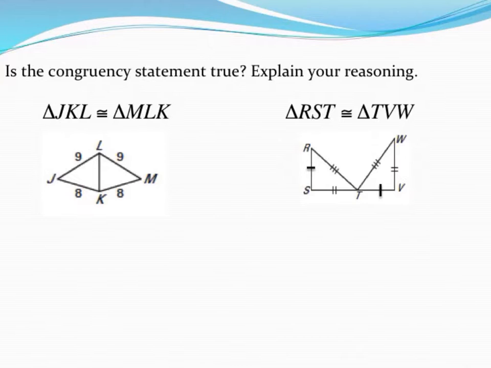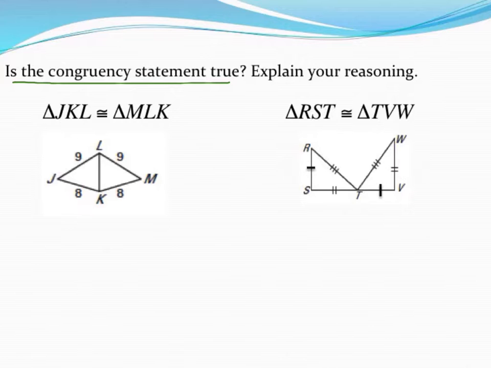And finally, in these last couple examples, we want to see if the congruency statement they wrote is true. So there's two things we need to check for. One, we need to check and see if the triangles are even congruent. And at this point, the only shortcut we have is side, side, side. The second thing we need to check for is if the congruency statement they wrote is in the correct order. So two things to check for.